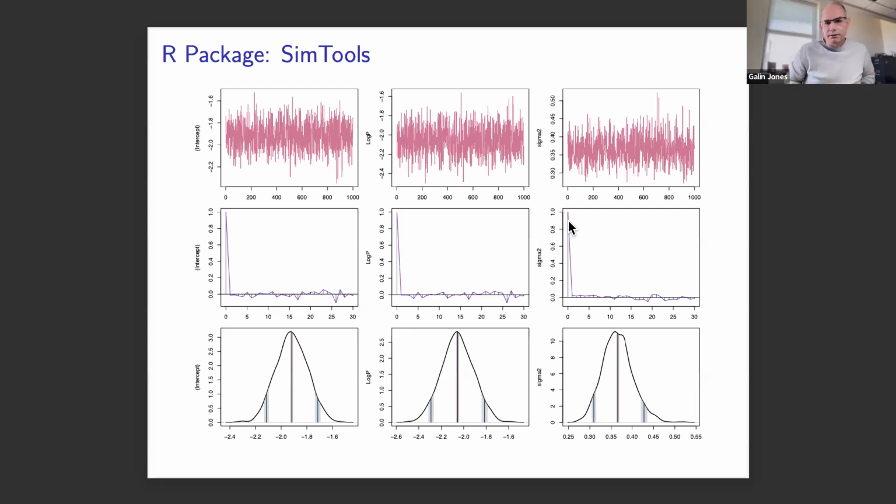So our package is called SimTools. And what you're looking at here is the output from running a Metropolis-Hastings algorithm on this posterior distribution. And you can see the first column is for the intercept, the second is for the slope, and the third for the variance component. And you can see that we only ran it 1,000 steps. It looks like it's mixing great, right? The autocorrelation is very small. This is after a fair amount of tuning, to be fair, okay?